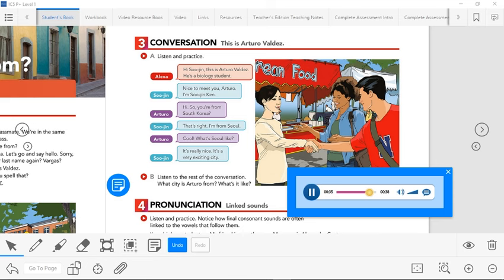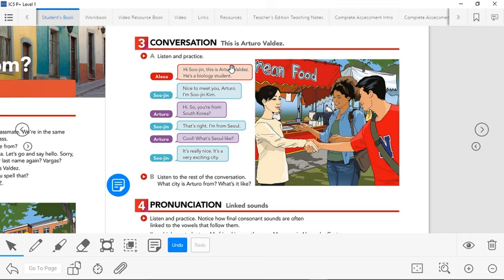Okay, very good. Now, here we see that Alexa is introducing Mr. Valdez to Sujin by saying the expression "this is" and then the person, like, "Hi Sujin, this is Arturo, he's a biology student," and then they start talking to each other. These are the ways that you can introduce another person to a person that you already know, okay? Now, let's listen to the rest of the conversation, and let's identify where Arturo is from, and what it's like there.